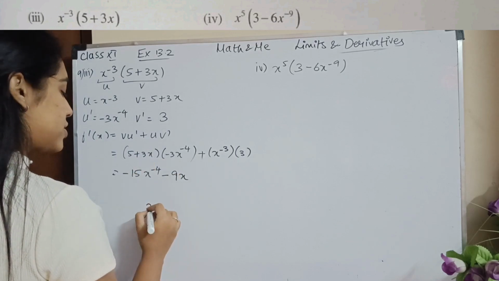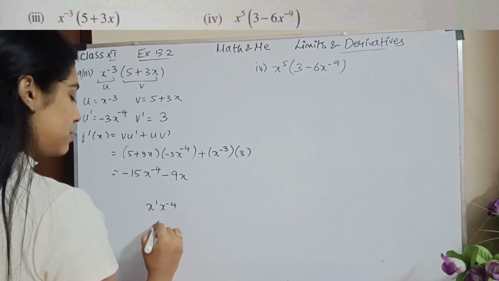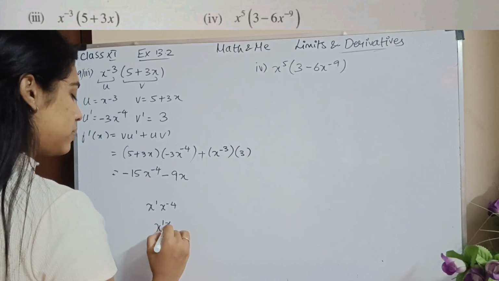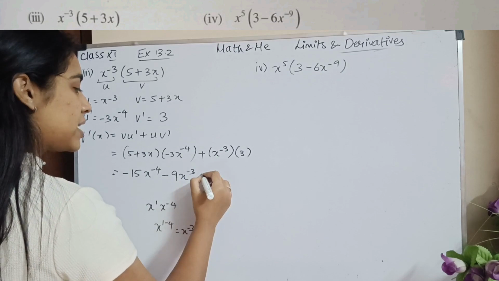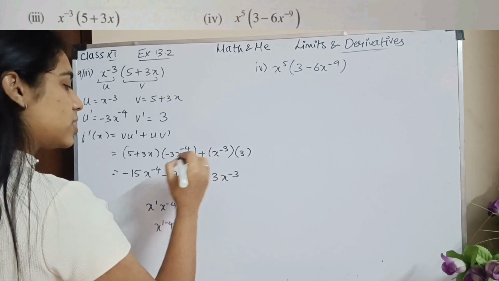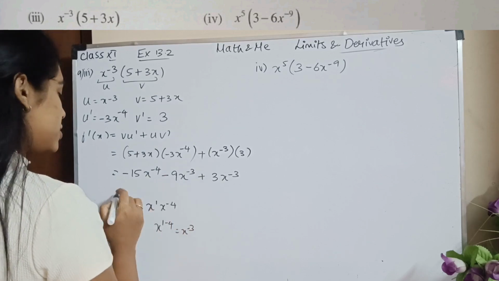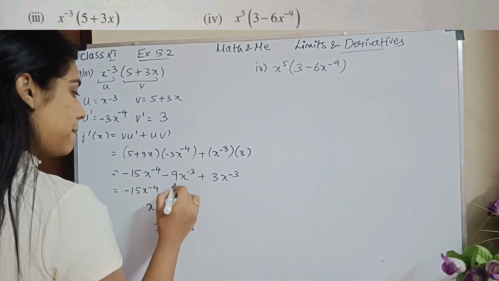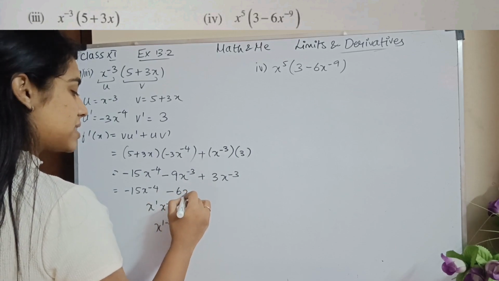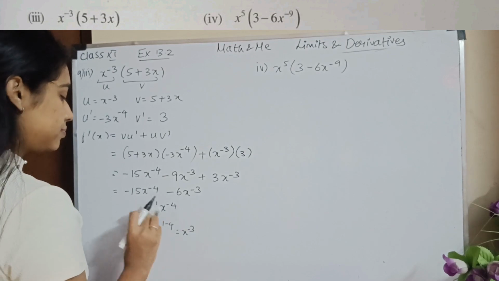x to the 1 and x to the minus 4. If the bases are the same, I can add the powers. So x to the 1 minus 4, which is x to the minus 3. Okay, so x to the minus 3 plus 3 times x to the minus 3. So I have x to the minus 3 and x to the minus 3, I can add the coefficients. So what do I have? Minus 15x to the minus 4, minus 9 plus 3, which is minus 6, x to the power minus 3. Okay.